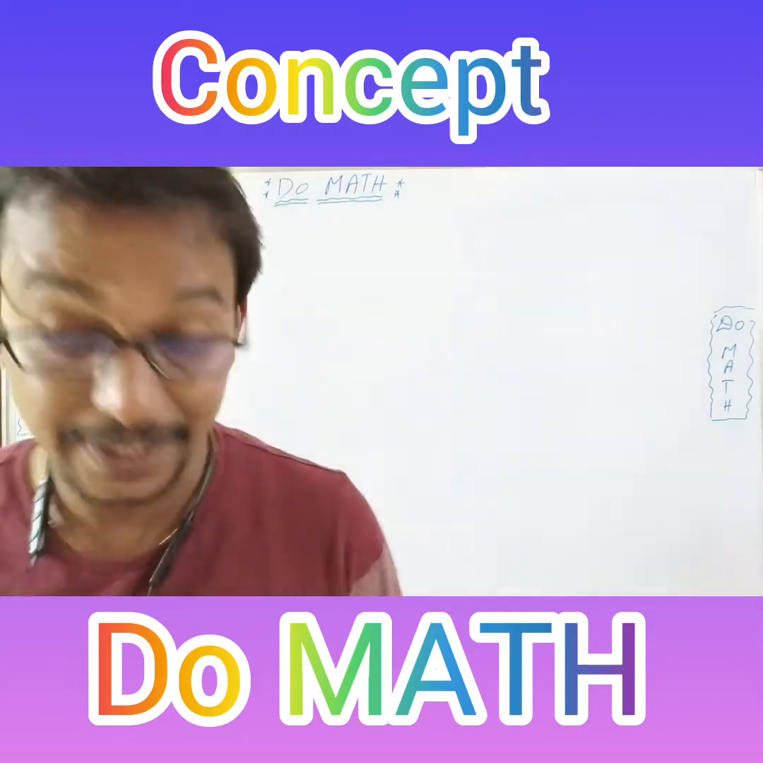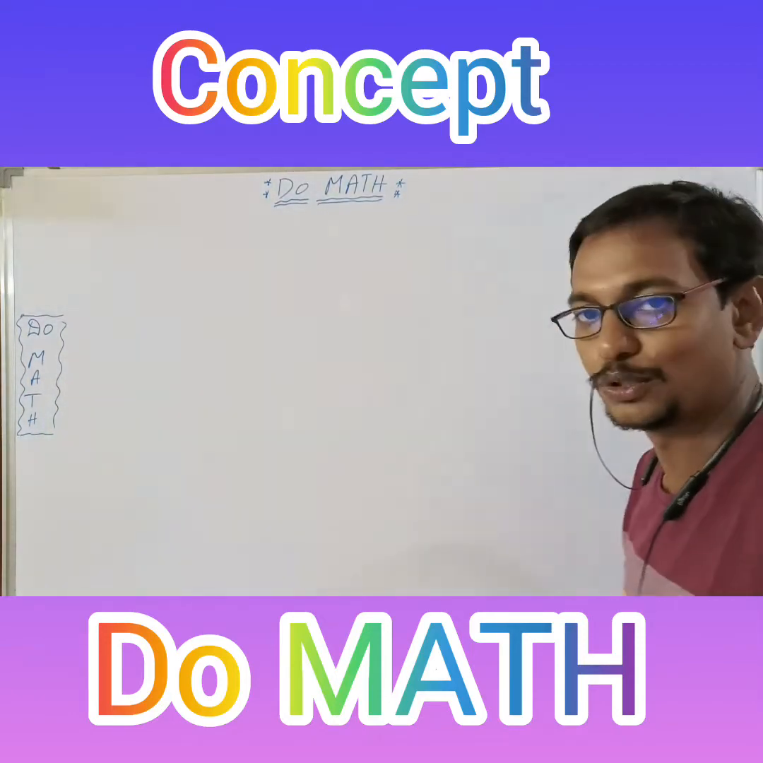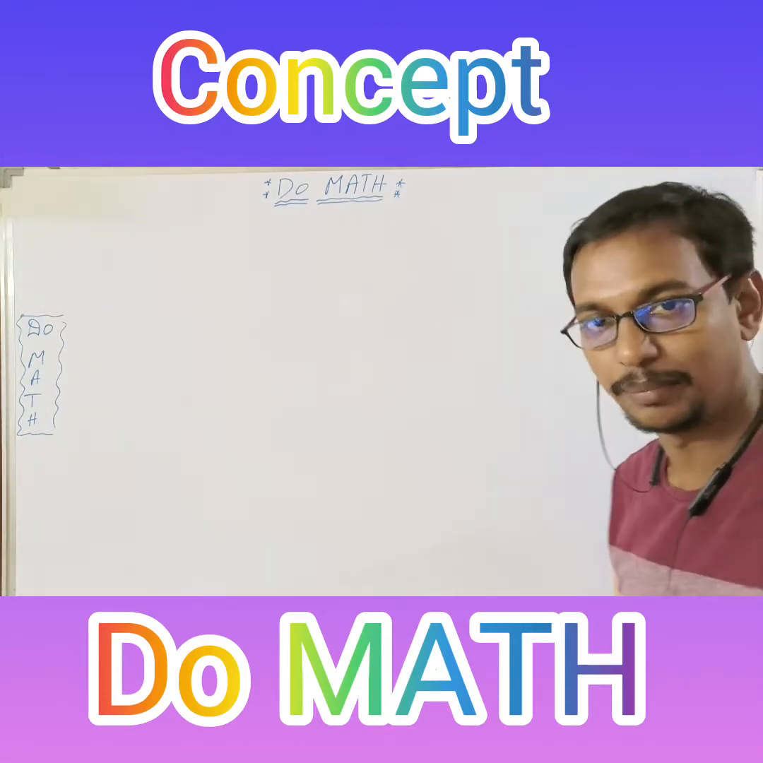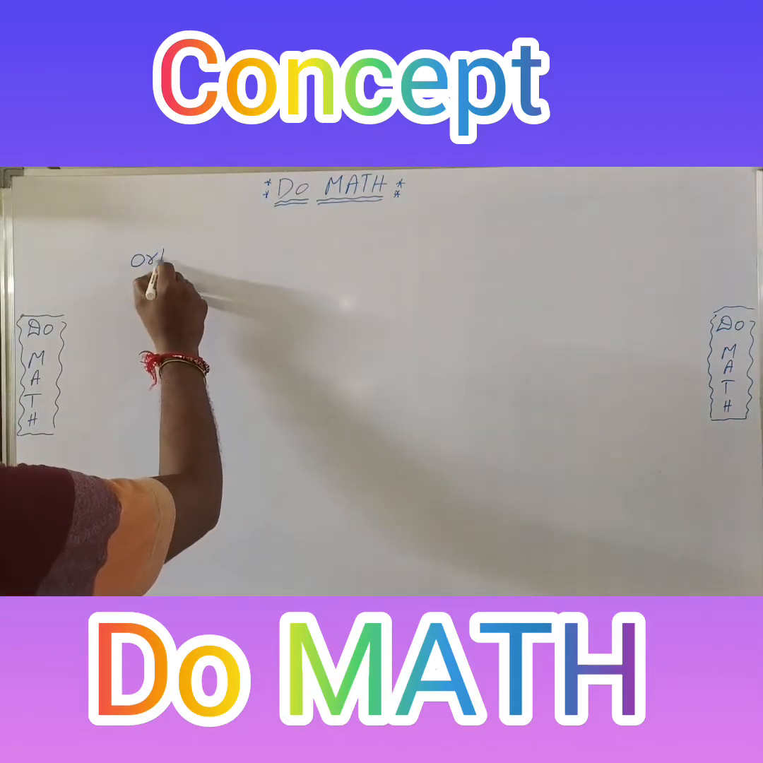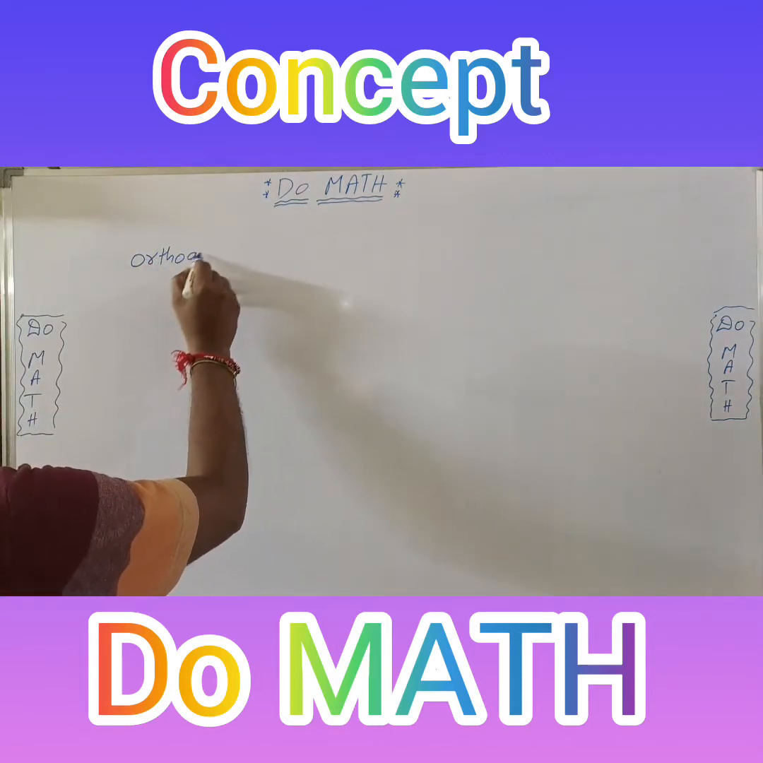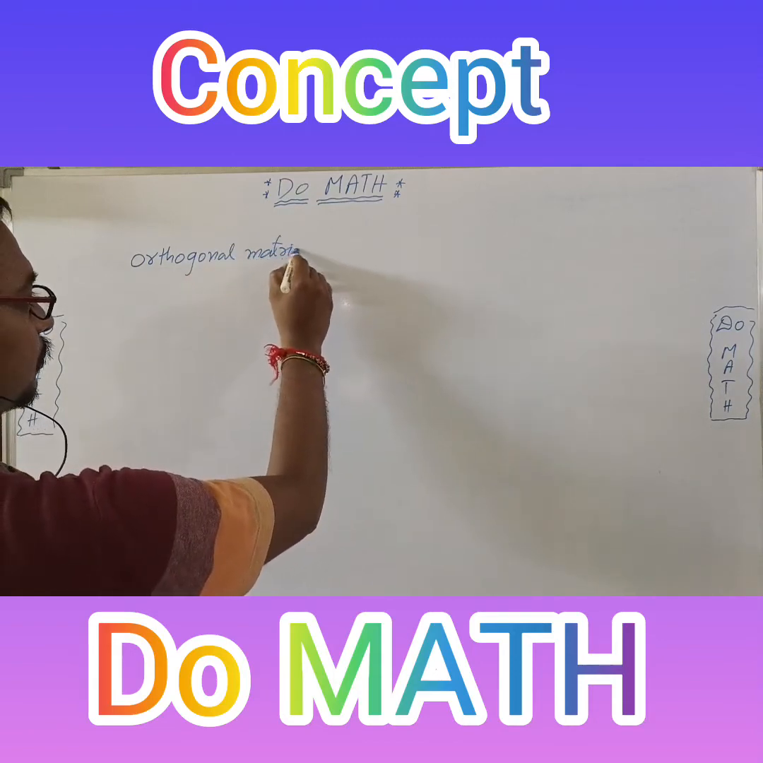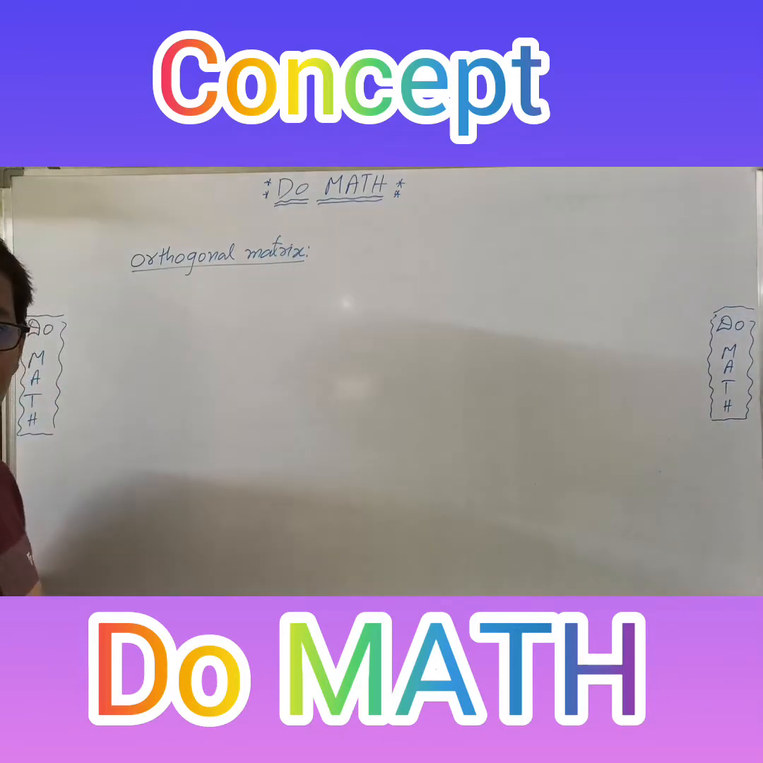And then I can discuss some important special types of matrices. These are the most important and repeatedly used types. One of them is the orthogonal matrix. So what is an orthogonal matrix?